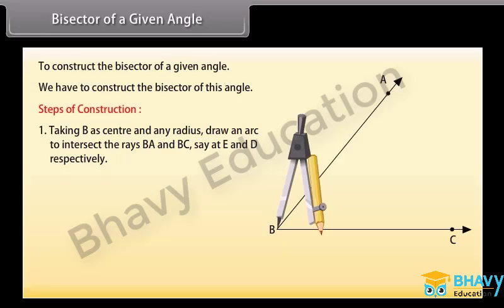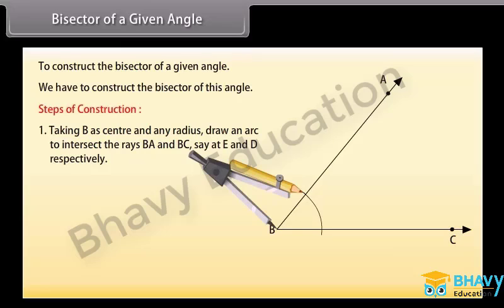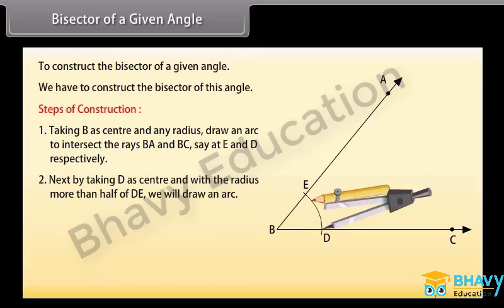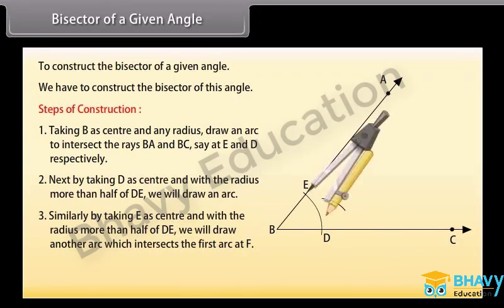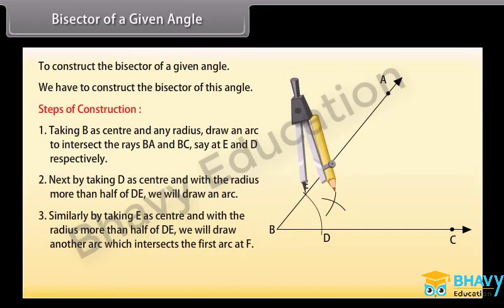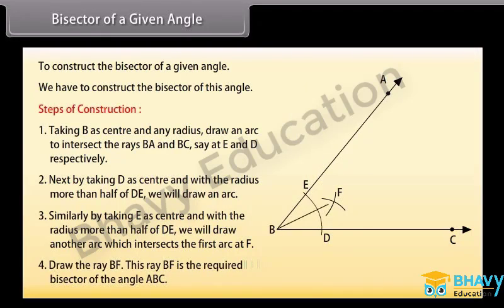First of all, taking B as center and any radius, we will draw an arc to intersect the rays BA and BC, say at E and D respectively. Next, by taking D as center and with the radius more than half of DE, we will draw an arc. Similarly, by taking E as center and with the radius more than half of DE, we will draw another arc which intersects the first arc at F. Now draw the ray BF. This ray BF is the required bisector of the angle ABC.